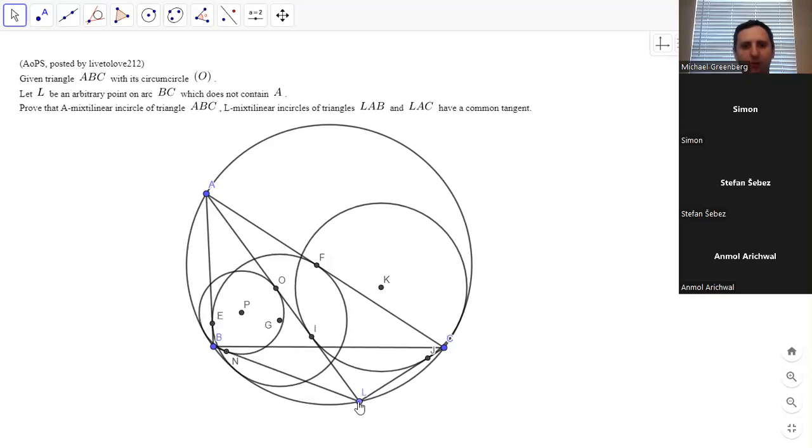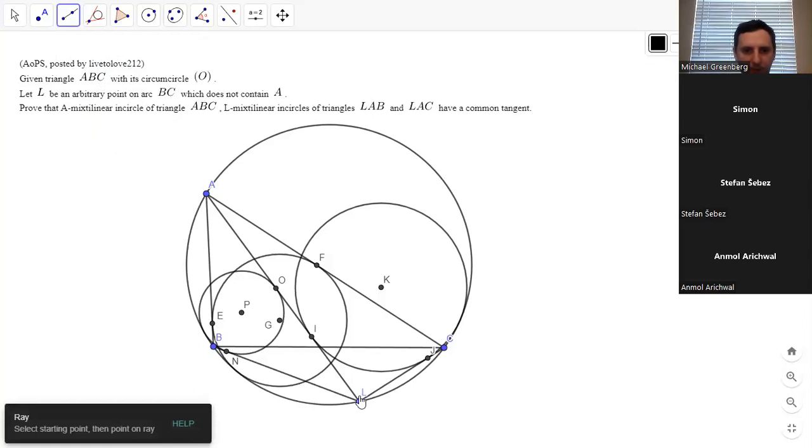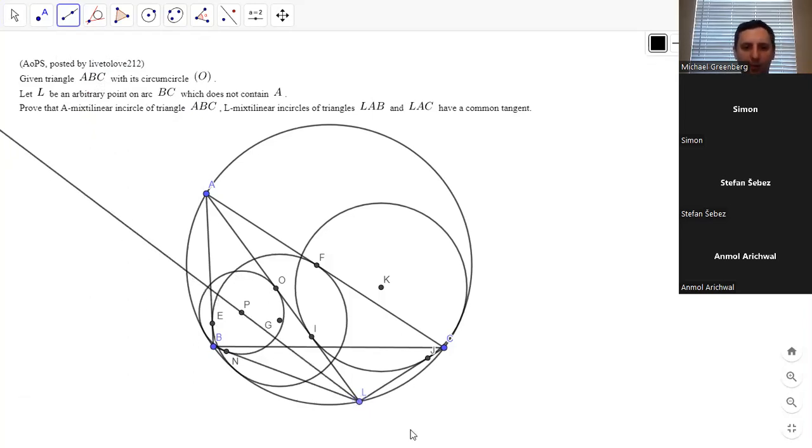Yeah, it's interesting. This is such a general problem because L can be anywhere, but LP and LK are always going to pass through those midpoints. So maybe it's worth drawing them. And AG is always going to pass through that midpoint. So wherever we move L, angle QLR is going to be the same.